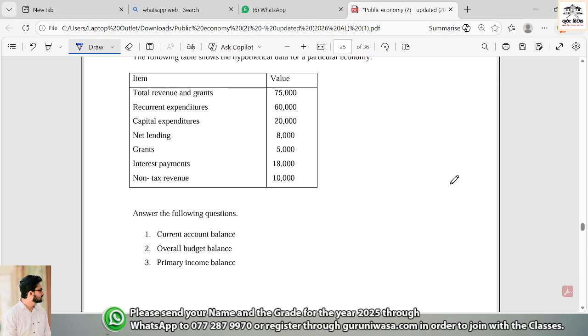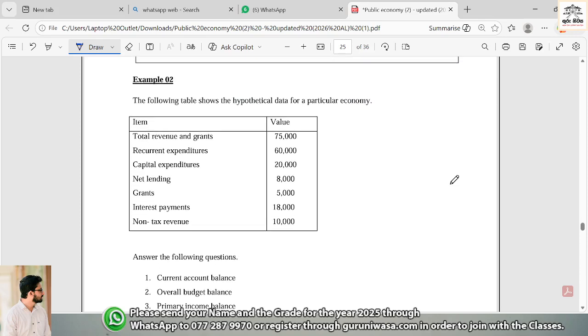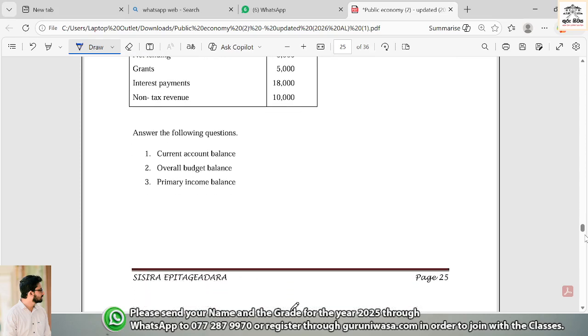Practice this concept. Example number 2: the following table shows the hypothetical data for a particular economy. Total revenue and grants. Shall we do it? Example number 2, page number 25.